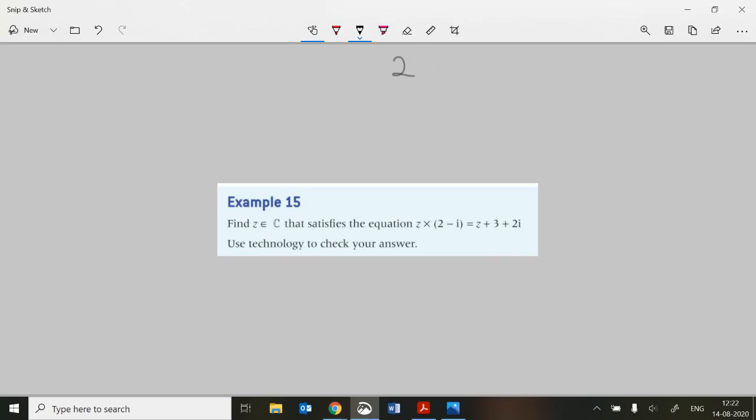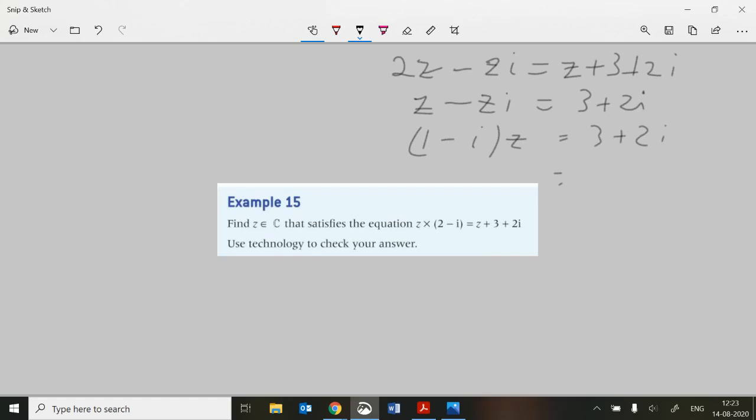So we've got 2 times Z minus Z times i equals Z plus 3 plus 2i. And then we can bring all our Z's together. So we can take this Z over to the other side, so take it off 2Z there. And we've got minus Zi equals 3 plus 2i. And then we can factorize out the Z. So we've got 1 minus i lots of Z here equals 3 plus 2i. And now we can do our division.